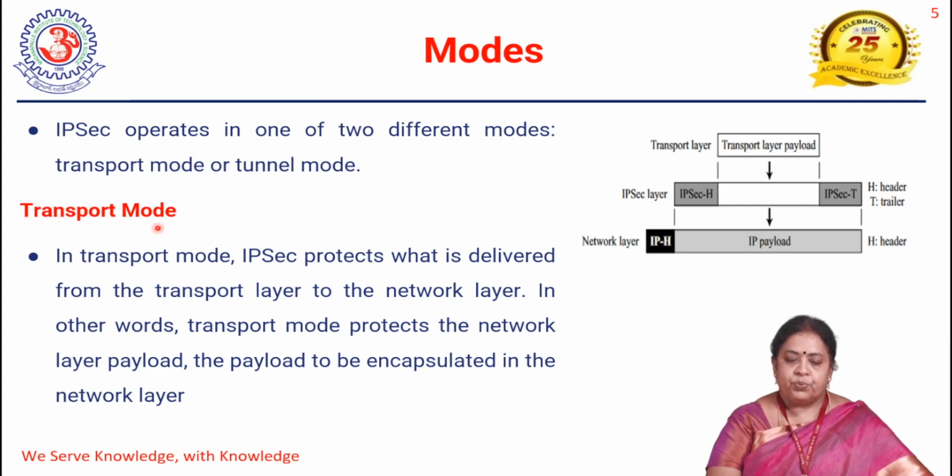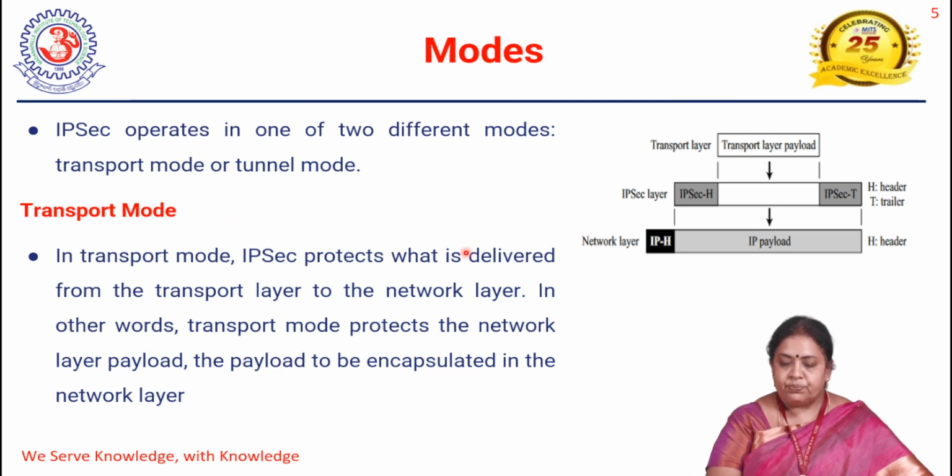In transport mode, the IPsec protects the data that is received from the transport layer to the network layer. So it provides a network layer payload, the payload to be encapsulated in the network layer. See this one, this is IP in the transport layer. From the transport layer, the data will be transferred to the network layer, where we are going to add the network layer header.